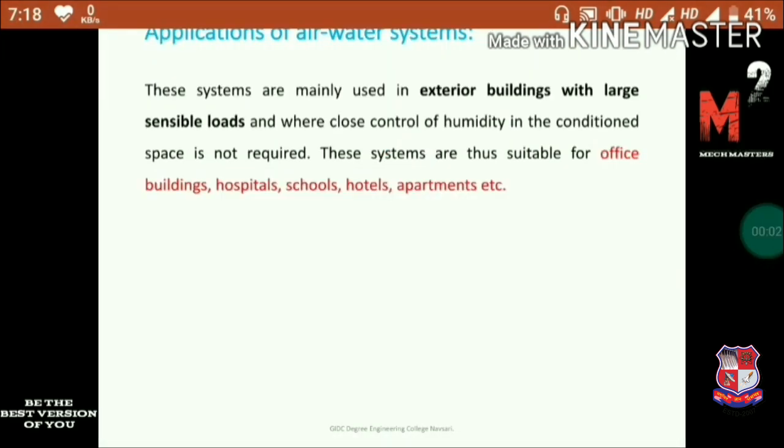Let's quickly learn about the application of the air water system. This system is mainly used in exterior buildings with a large sensible load. So we use this system when we have a large sensible load. The second application is when we do not require close control of humidity and conditions. This system is mainly used in office buildings, hospitals, schools, hotels, apartments, etc. So here I conclude the air water system.